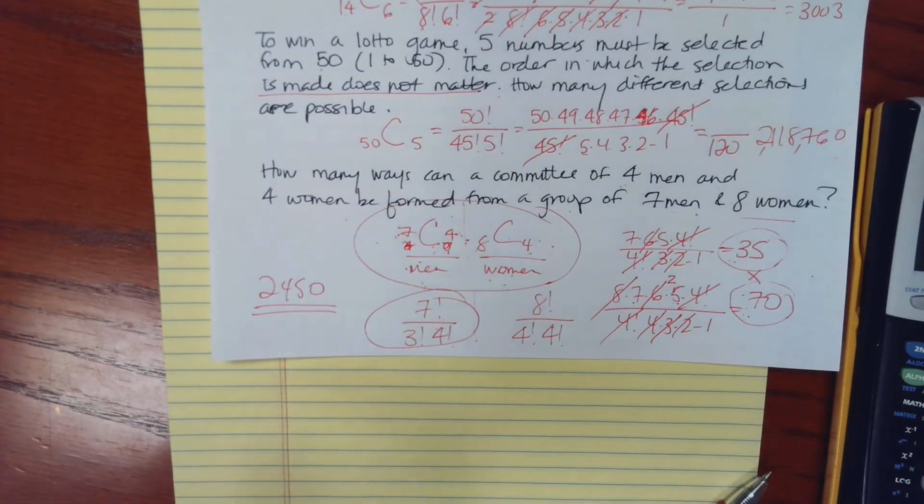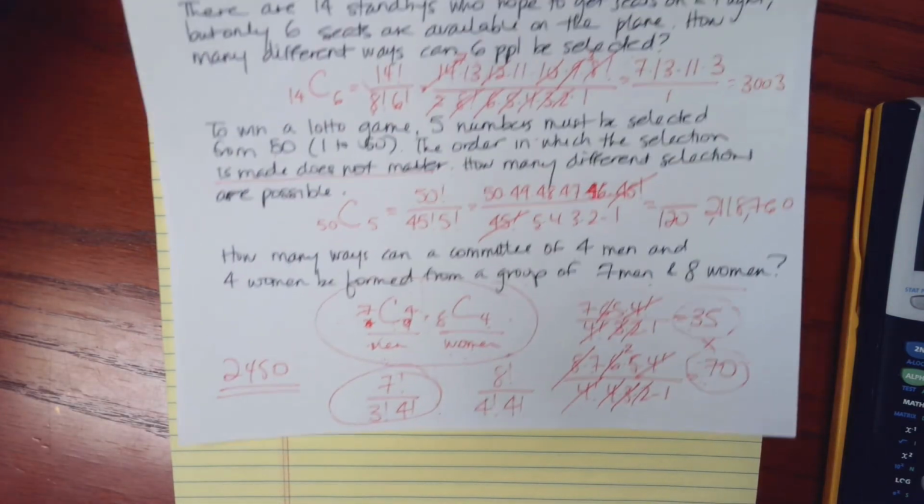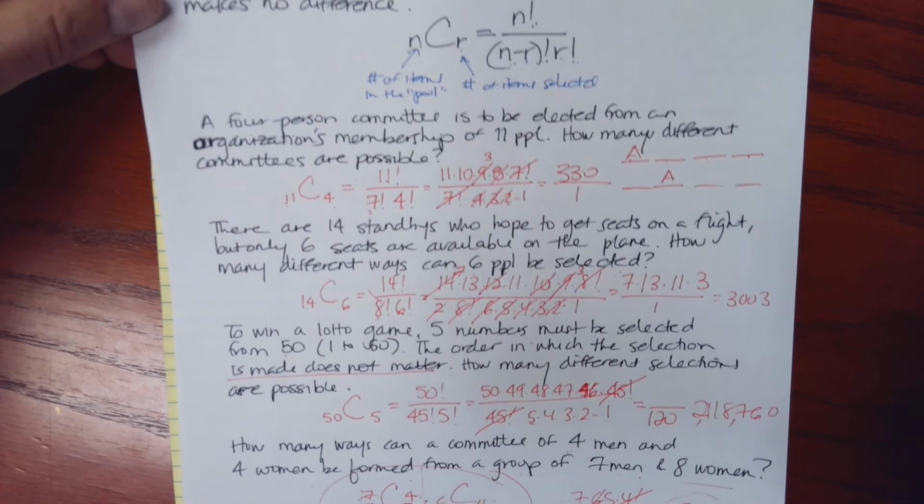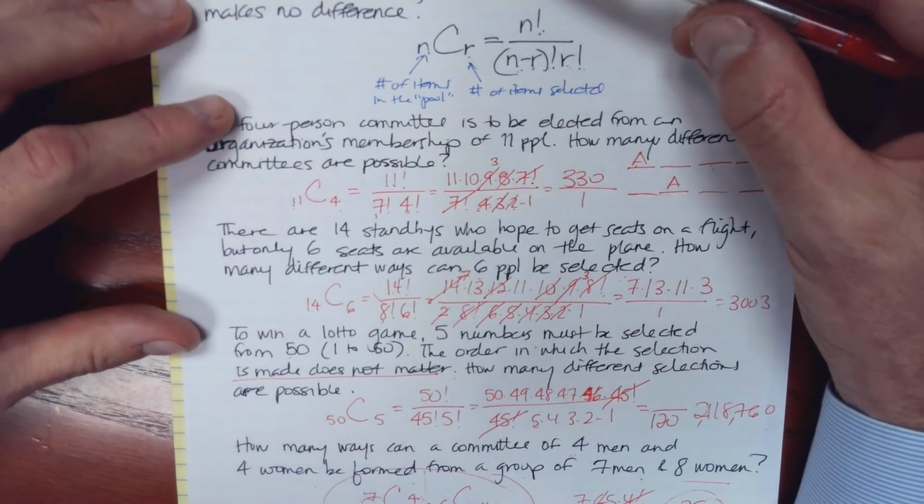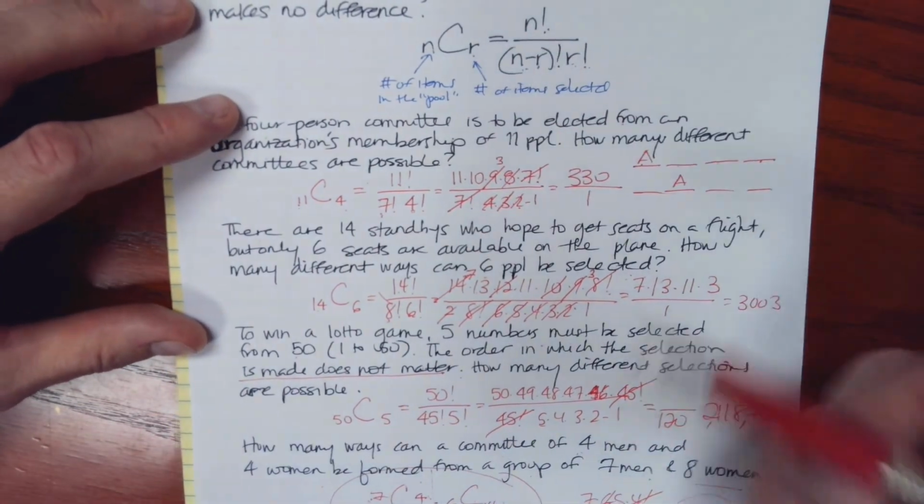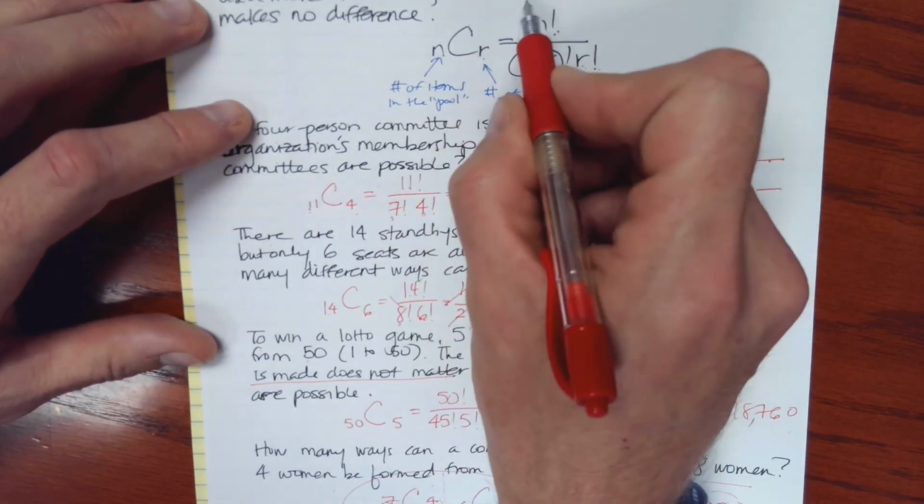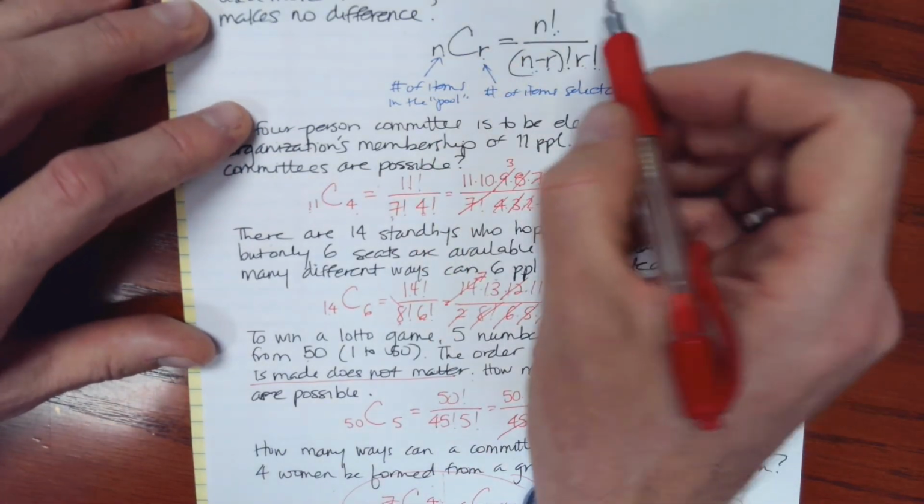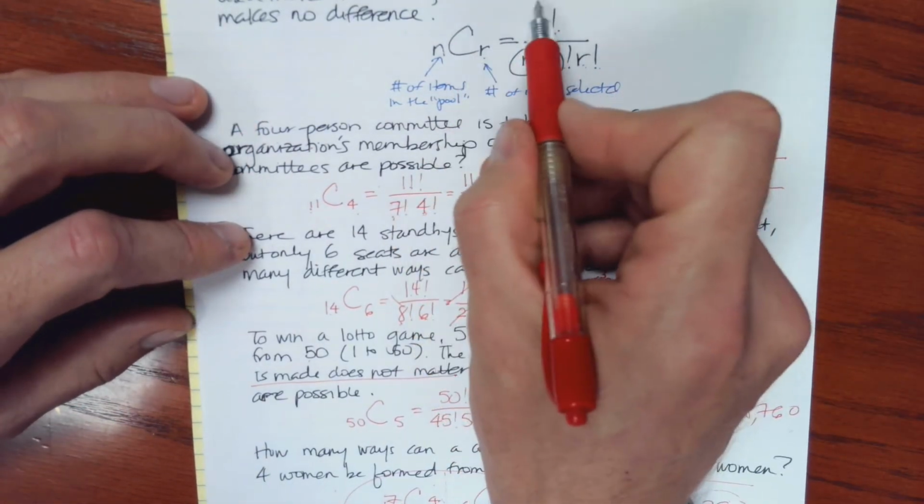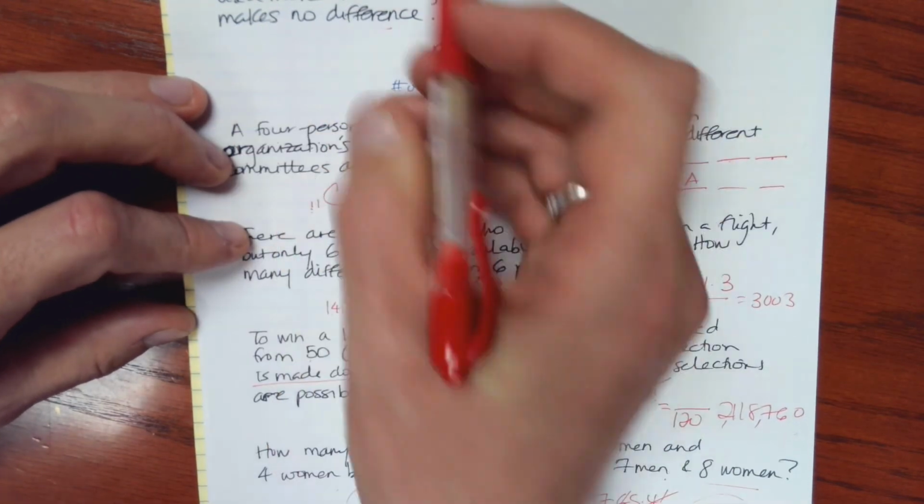So I hope that helps with an understanding of combinations. Again, sometimes it's hard to decide whether you should use combinations or permutations. Just remember, if the order has significance, you need to use permutations. But if the order of the items makes no difference, it's a combination.